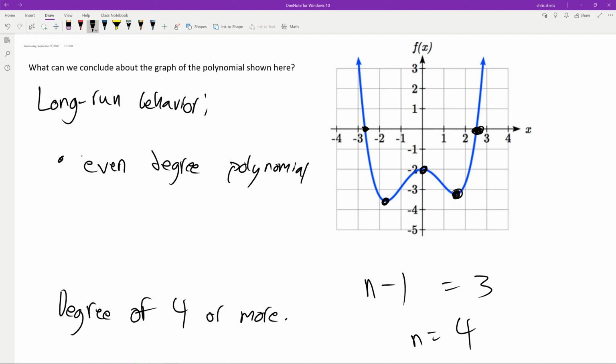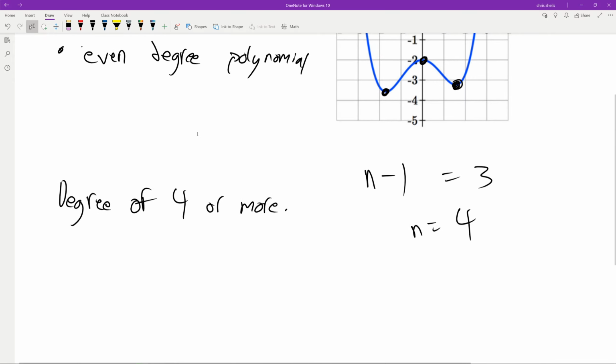Now we did use the phrase at most, so it's possible that this is actually greater than degree 4. But we can definitely say that this polynomial has an even degree. The degree is at least 4. So it might be reasonable to conclude that this is a 4th degree polynomial. And this will be it for section 3.1.